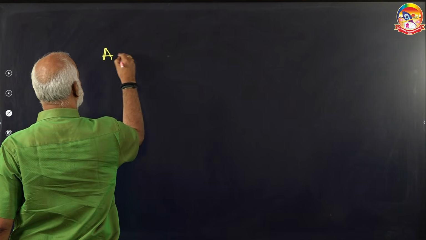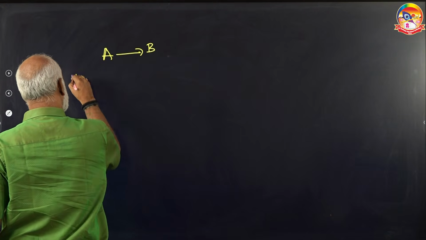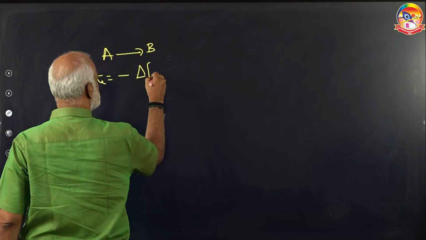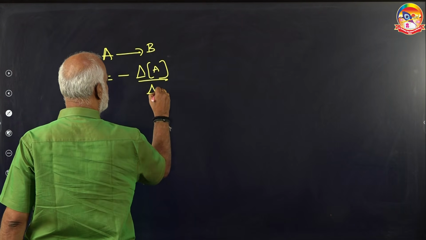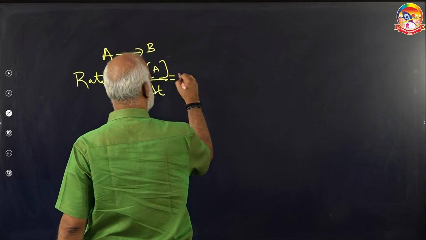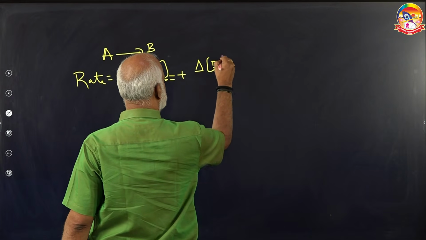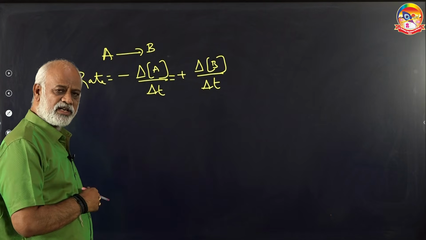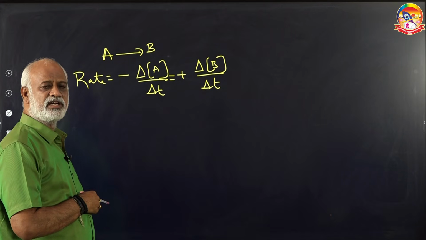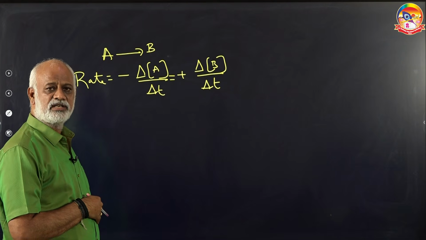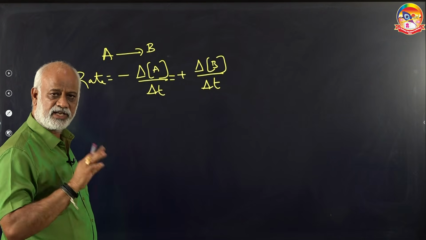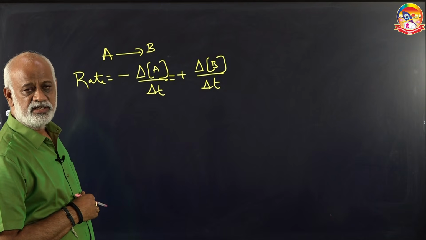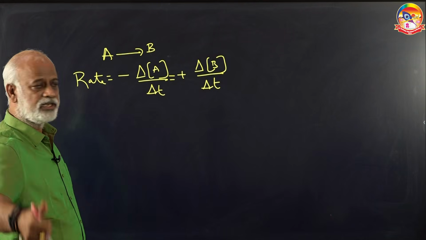Suppose you take a simple reaction, A gives B. The rate of a reaction is represented as minus delta [A] by delta t is equal to plus delta [B] by delta t. Here the minus does not indicate that rate is negative; it only indicates that the concentration of the reactant decreases with time. But the question comes, what happens when some coefficients are introduced?